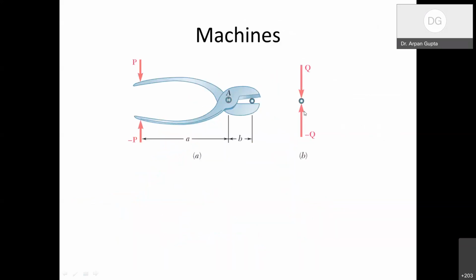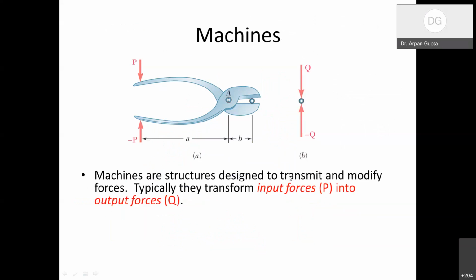And the last topic is machines. Machines are again very similar to frames. The only difference is that here things can move. Machines are structures to transmit and modify forces.